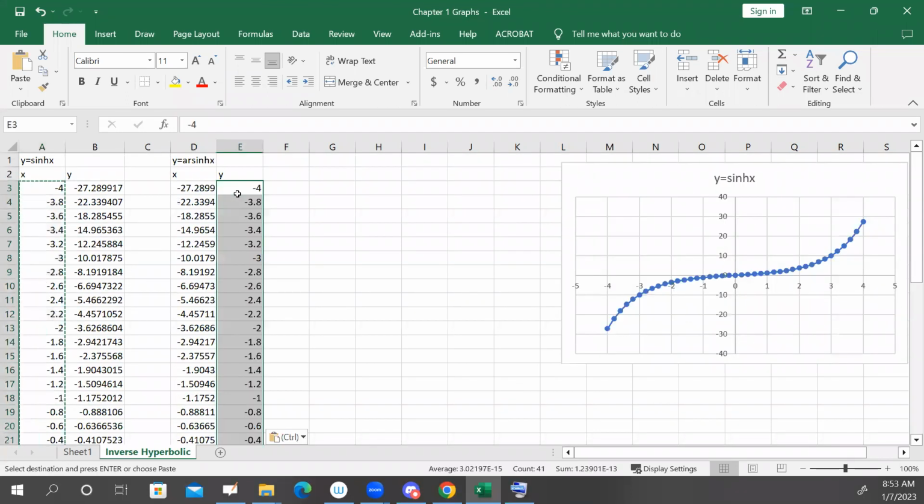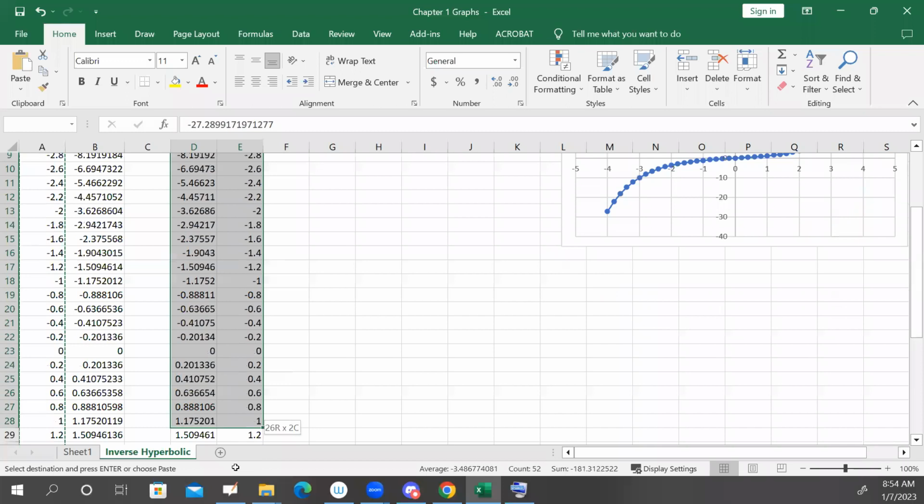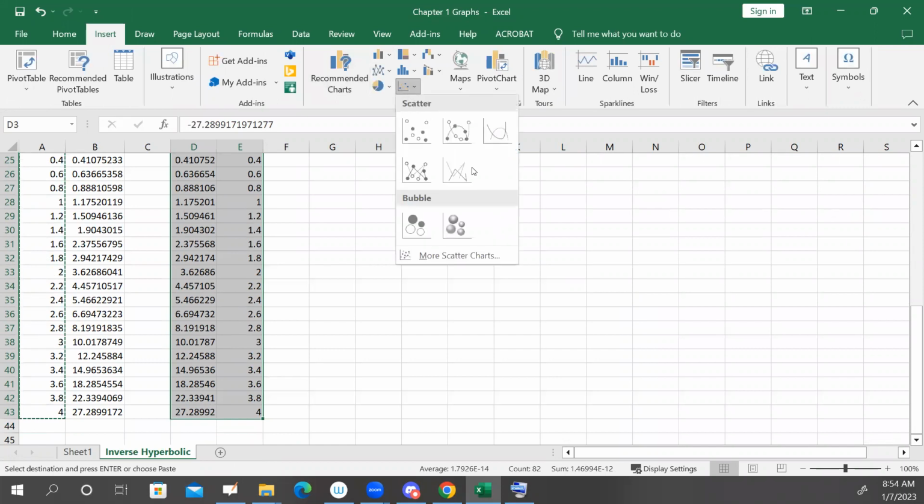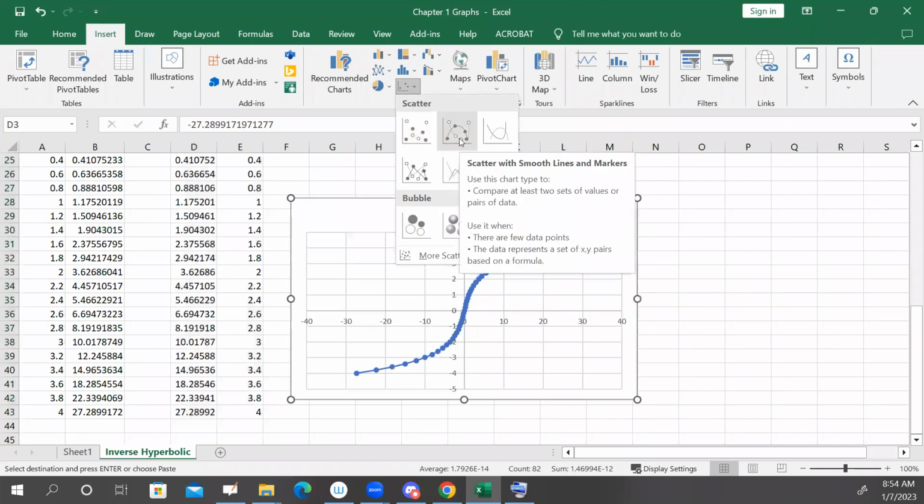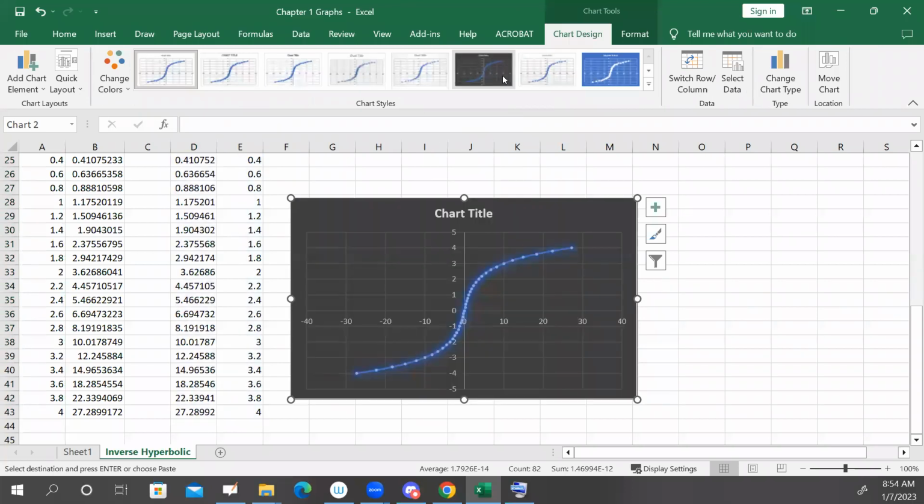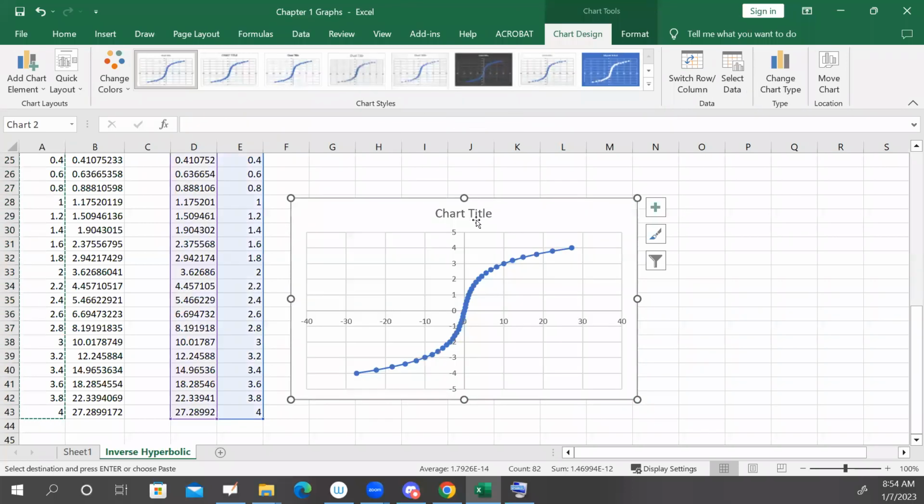All right, guys. Okay, so now I have my XY coordinates exchanged. So now it's time to draw the graph. Okay, so let's draw the graph. All right, guys, so this is the graph. The graph of... give the title. This is y equals arcsinh x.